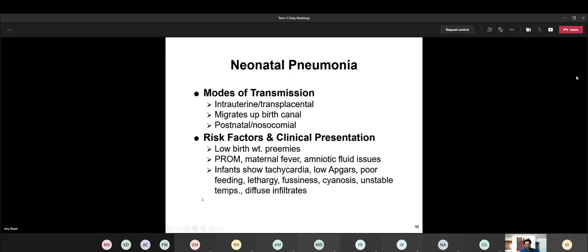Now, what are the risk factors that we expect? We expect really small babies to possibly be developing pneumonia. So they're going to be at risk for almost everything. They're going to be at the highest risk for developing RDS. They're also possibly at risk of developing TTN, which is not bad. Then they can also end up developing pneumonia.